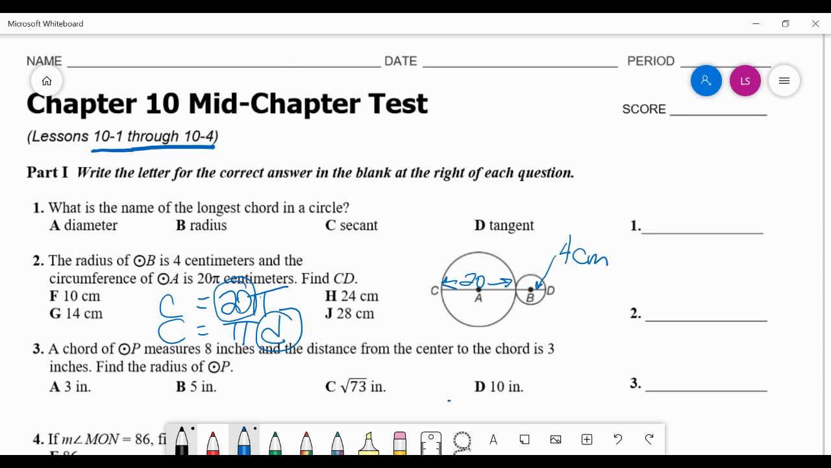Okay, so here I have 20. This little piece is 4, therefore that little piece is also 4. And the question is to find CD, so that's the entire length. So that's just 20 plus 4 plus 4, so that's 28 centimeters.